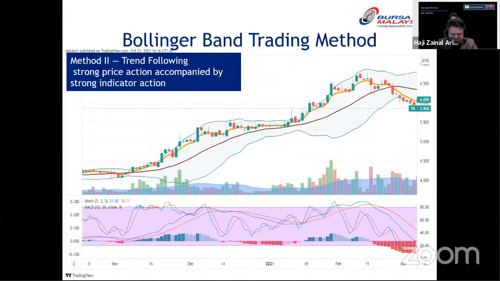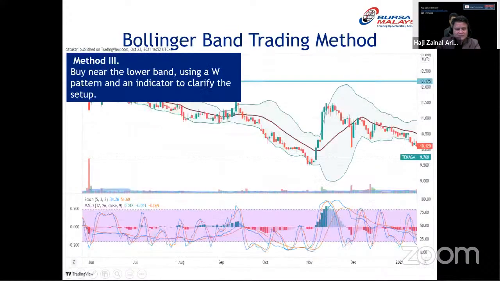Method 2, trend following. Trend following here means that you use the middle line. Once the price breaks the middle line, that is where we enter the market and we just follow the market till it changes direction. The third method is to buy near the lower band using a W pattern and an indicator to clarify the setup.